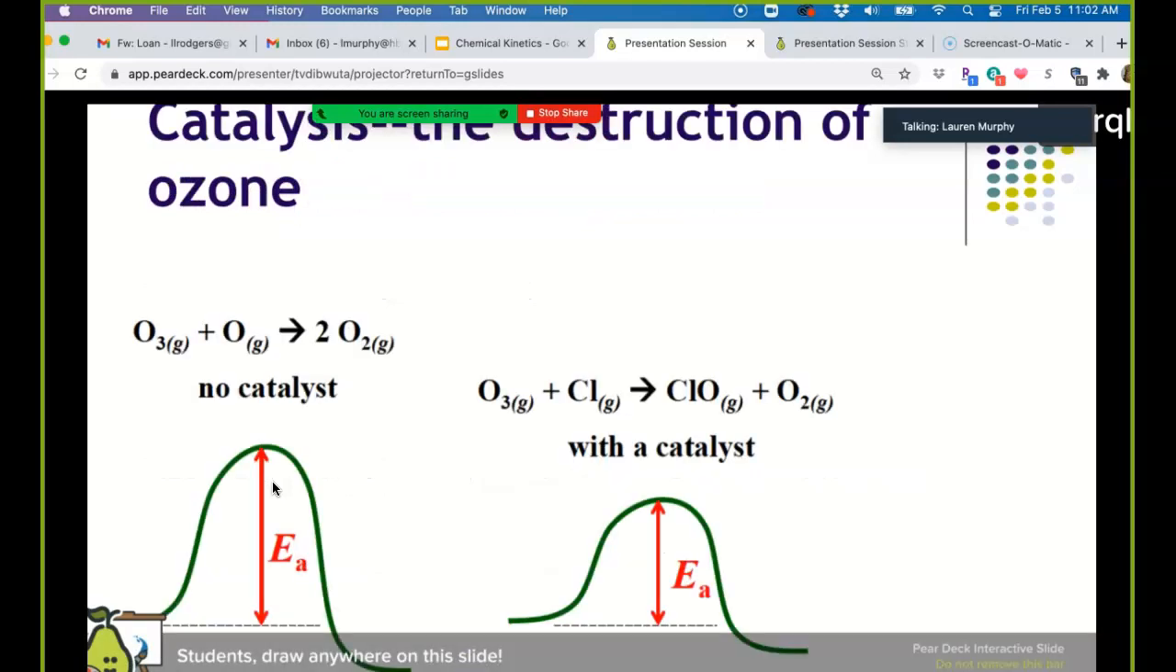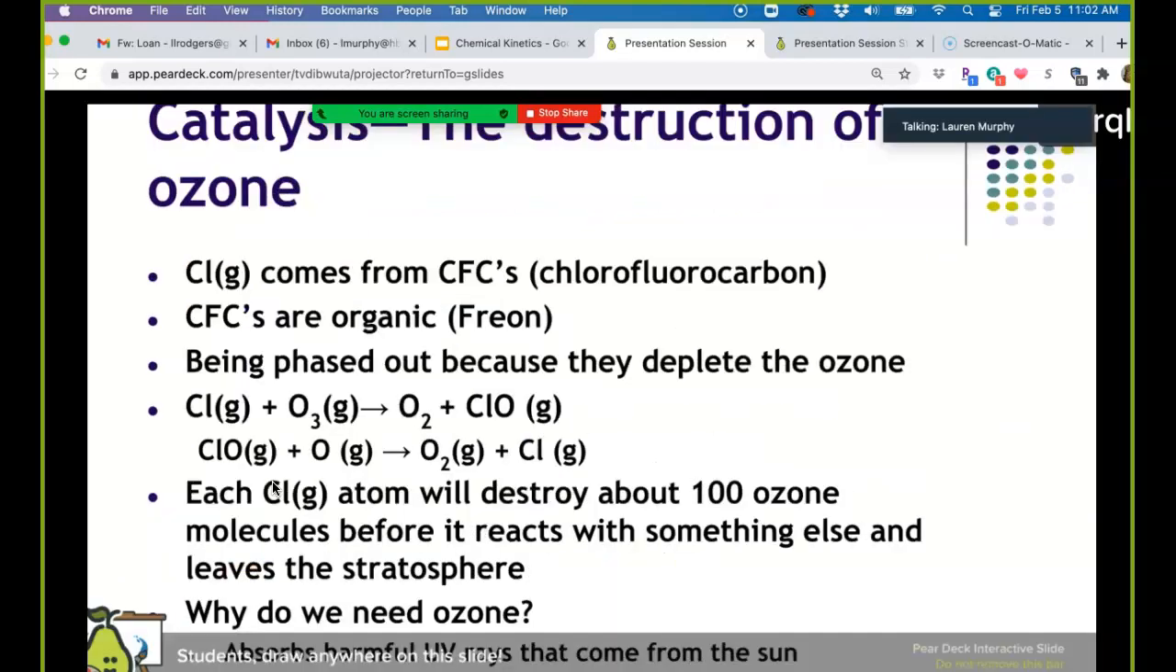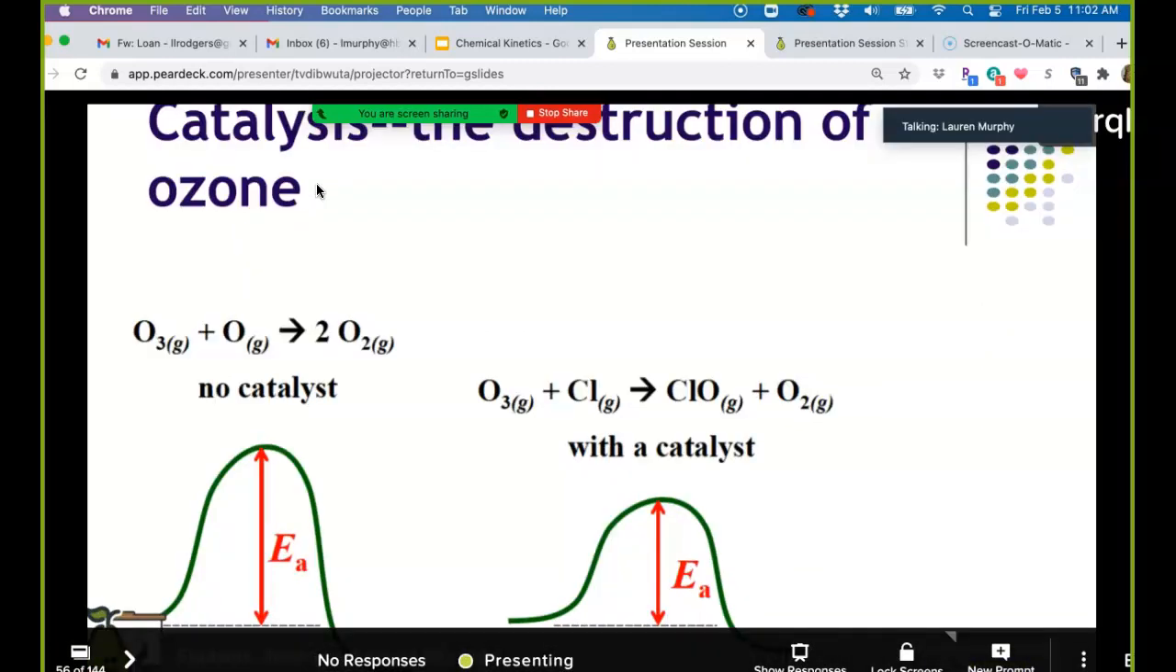Okay, whereas, we're going to talk about real quick the catalyst of ozone, the destruction of ozone, with chlorine. So this is a fairly slow process, no catalyst. Okay. However, with a catalyst like Cl, it happens much faster. It lowers the activation energy.